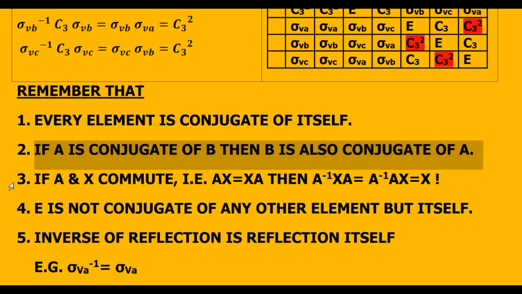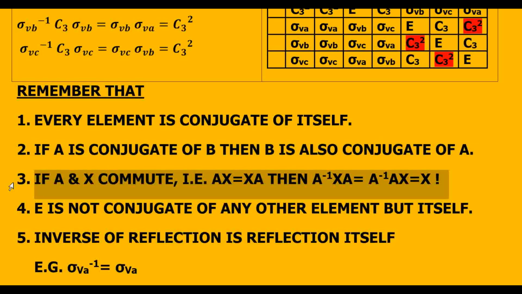The third and very important thing is that if you have two elements, say A and X, and they commute, then you know A multiplied by X is equal to X multiplied by A. In that case you will see that A inverse XA can simply be written as A inverse AX. In place of XA, if they commute, you can write AX, and then straight away you can say that A inverse A is equal to E. Therefore this equals X.